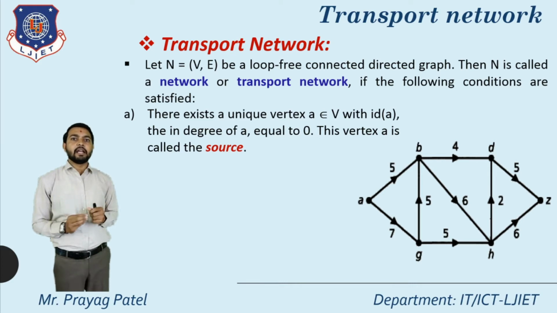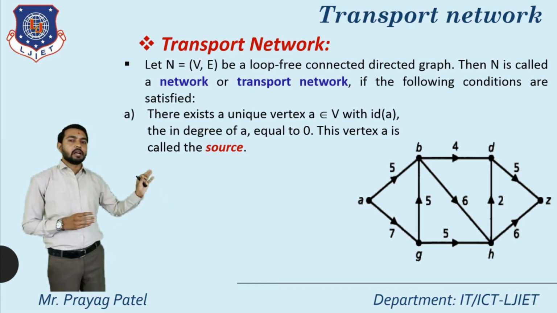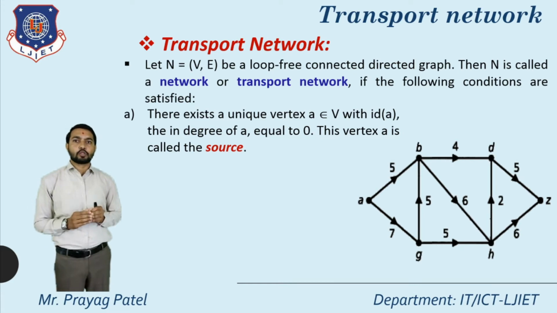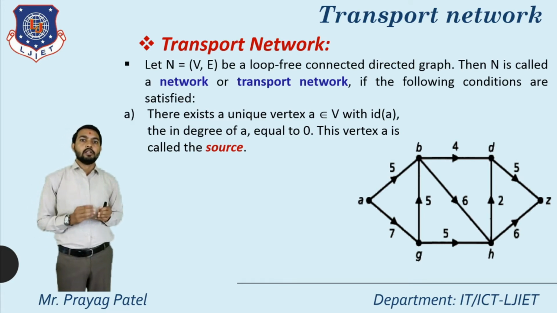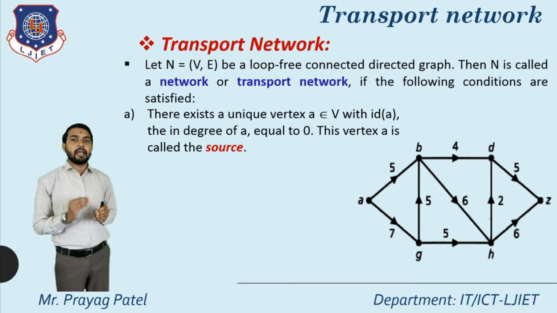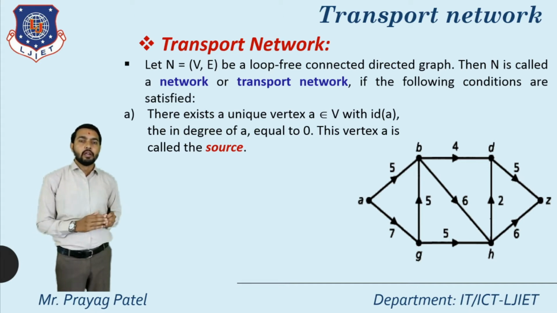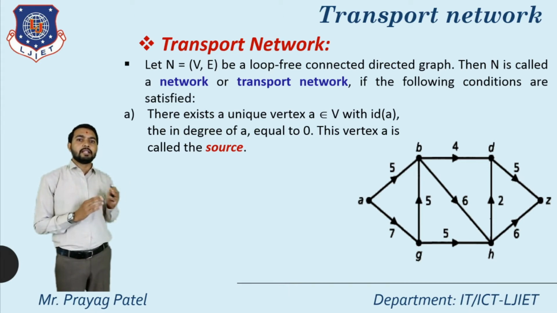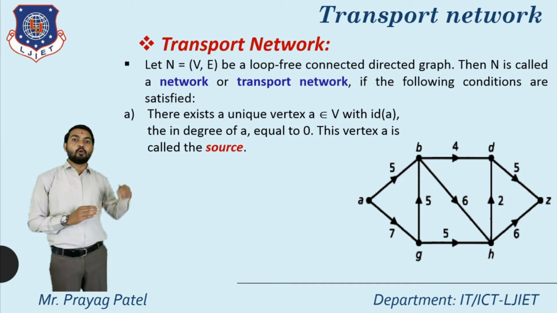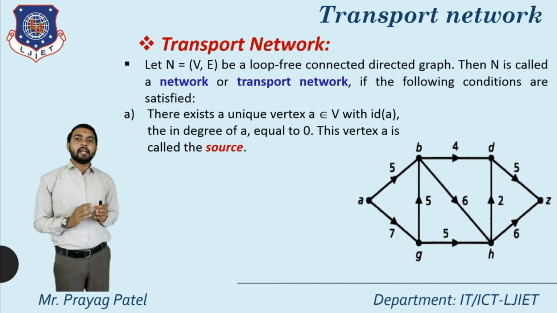In-degree of A means the in-degree of A equals 0. This vertex A is called the source vertex. Now here in this figure, node A is considered a source node, source vertex, because no incoming edge is available for node A. All the edges available for node A are outgoing edges. So in-degree equals 0, which means this node is a source node.